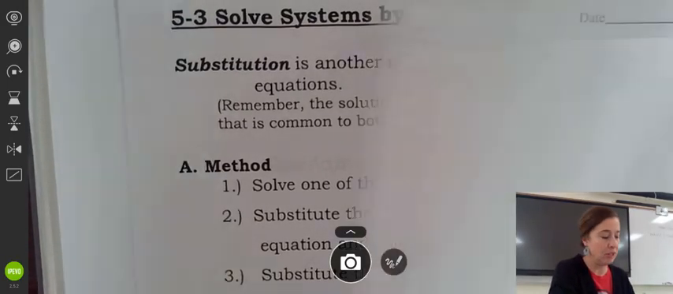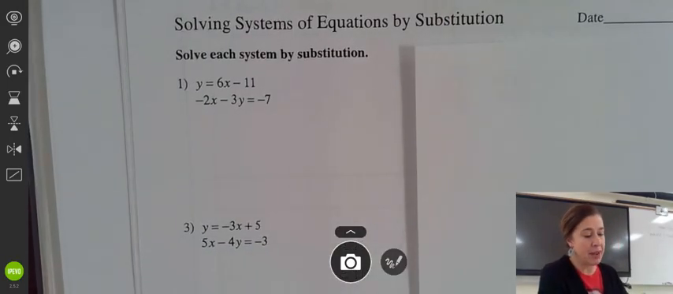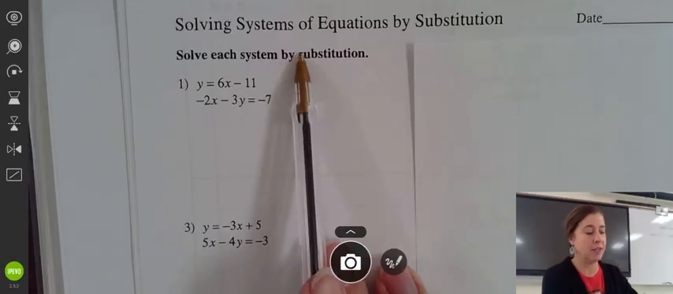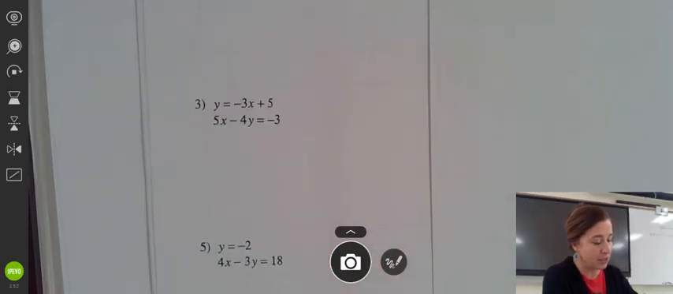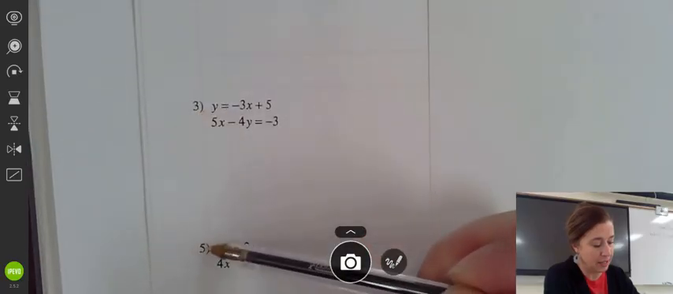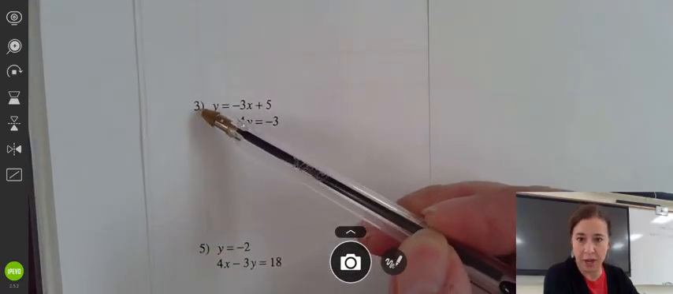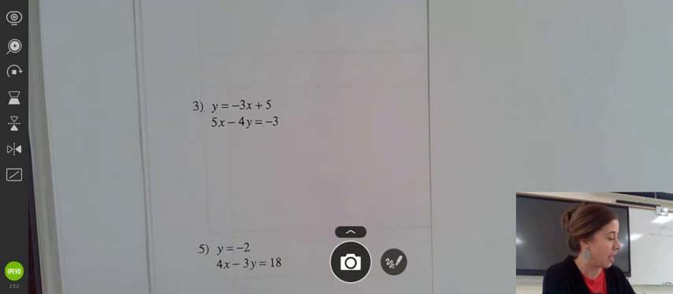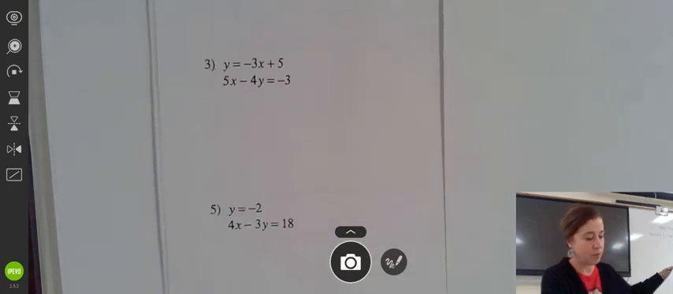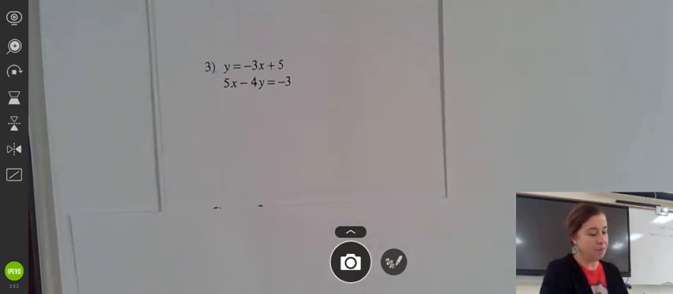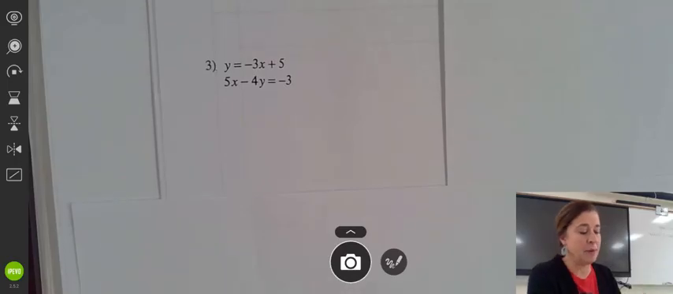Okay, your notes here. I'm going to use the page that says solving systems of equations by substitution. We're going to use a few of these examples. I'm actually going to do these odd numbered questions. We're going to start with 3. We're going to do 3, 5, and 7 today. Okay, so number 3, we have a system of equations.